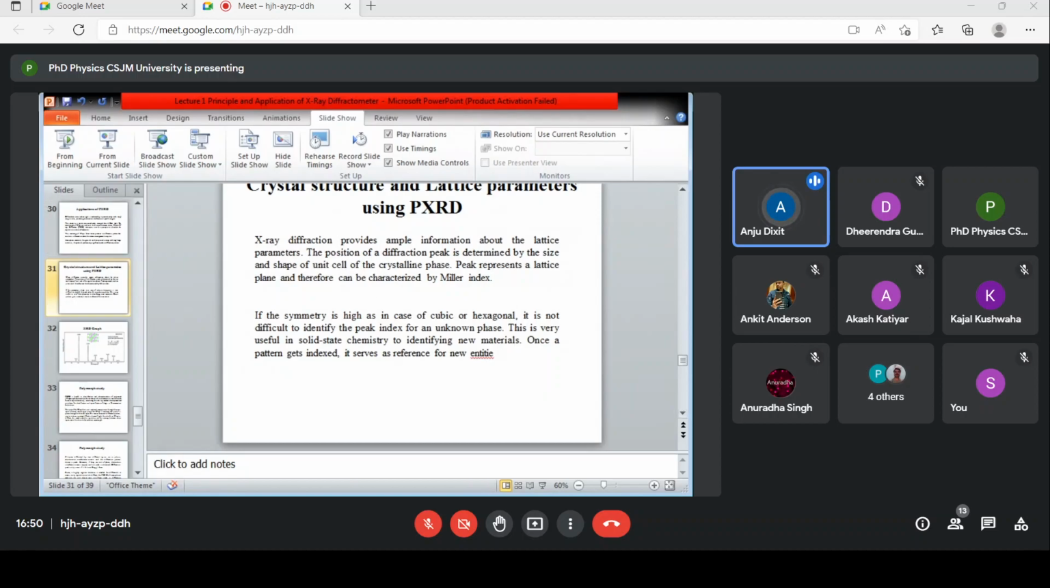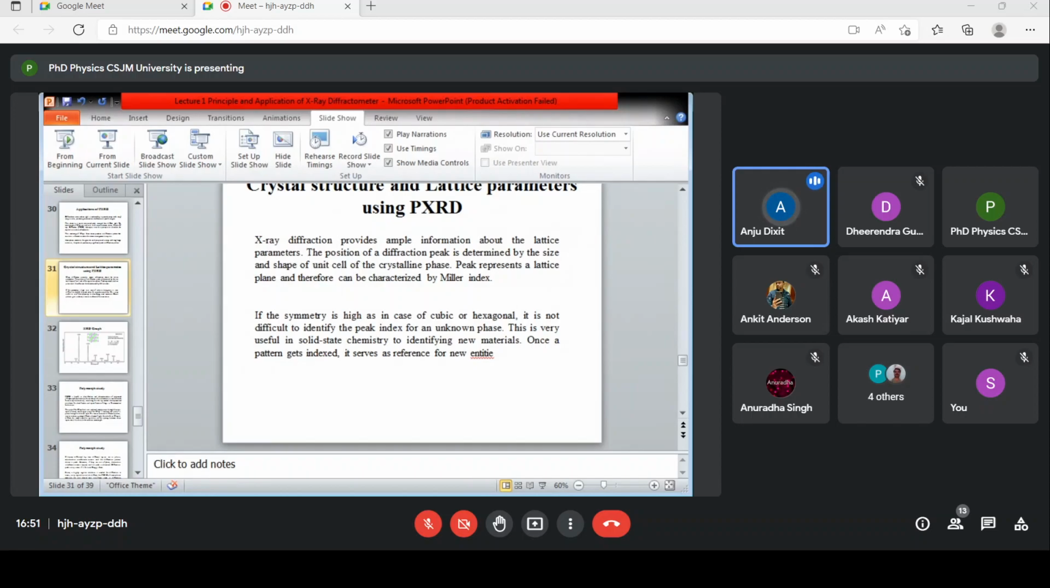So X-ray diffraction provides ample information about the lattice parameters. The position of a diffraction peak is determined by the size and shape of the unit cell of the crystalline phase. A peak represents a lattice plane and therefore can be characterized by Miller index, that is HKL. If the symmetry is high, as in the case of cubic or hexagonal, it is not difficult to identify the peak index for an unknown phase. So this is very useful in solid state chemistry to identify new materials. Once a pattern gets indexed, it serves as a reference for new entities.